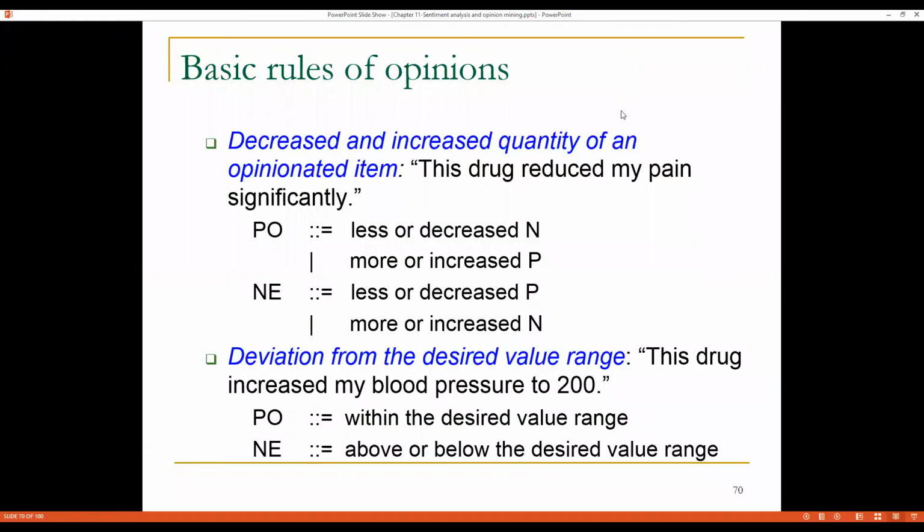This continues by saying decrease and increased quantity of an opinionated item. This drug reduced my pain significantly. And a deviation from a desired value range: this drug increased my blood pressure to 200. Because it wasn't in the desired value range, it was denoted as being negative.